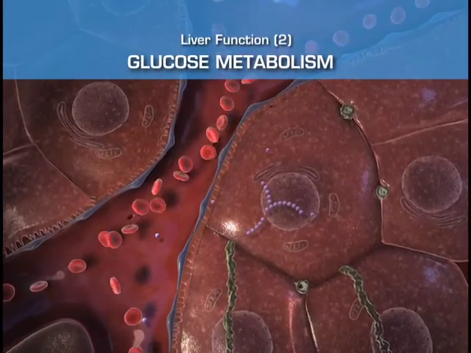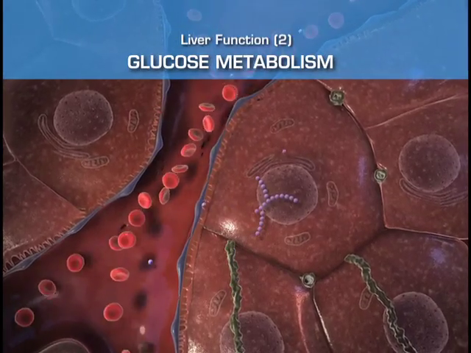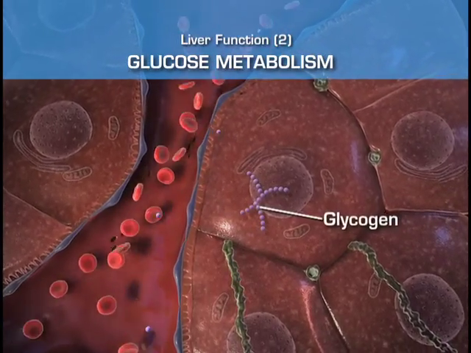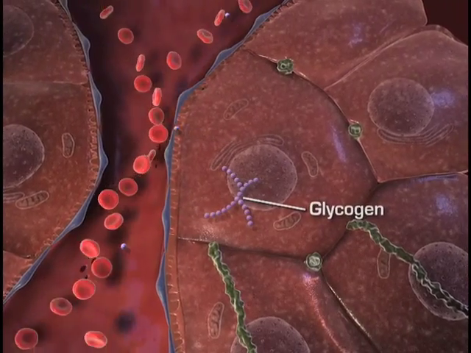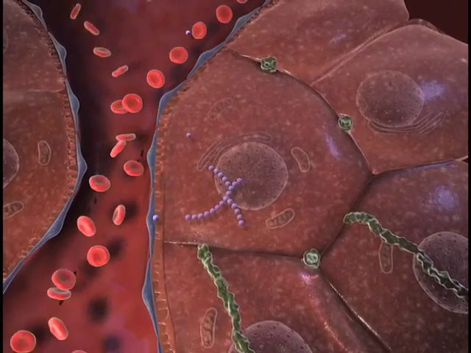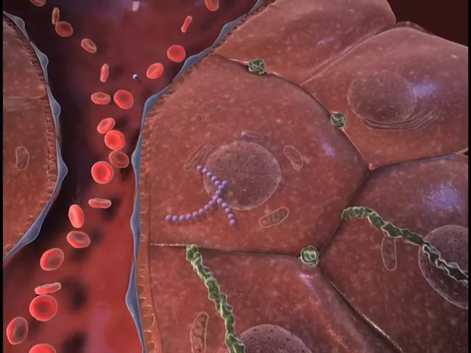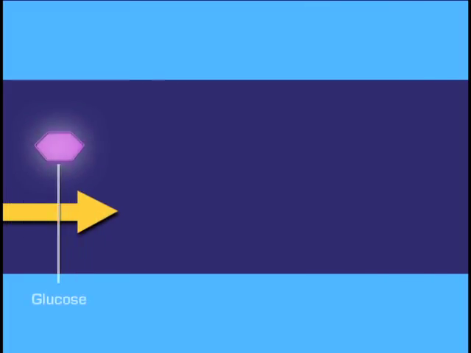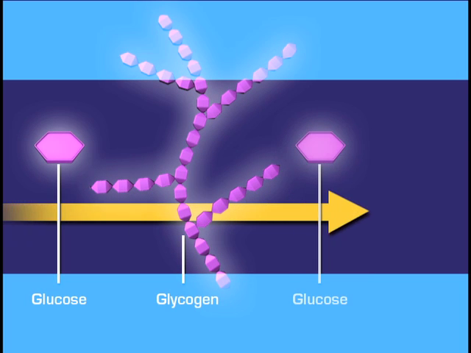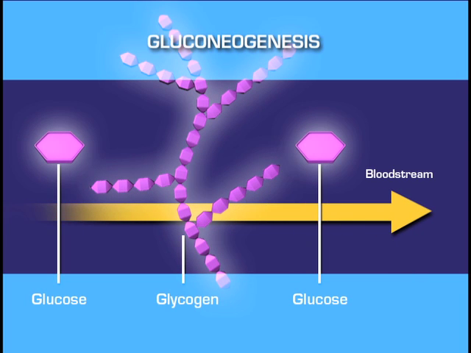Glucose metabolism. The liver converts glucose into glycogen, which it stores in the hepatocytes. Subsequently, the glycogen is converted back to glucose and released as needed into the bloodstream to maintain normal levels of blood glucose. The liver can also synthesize additional glucose, a process called gluconeogenesis.